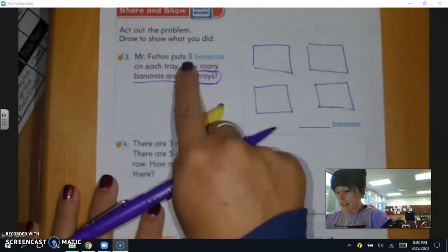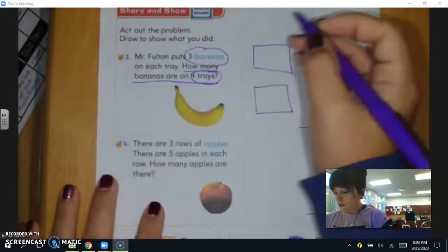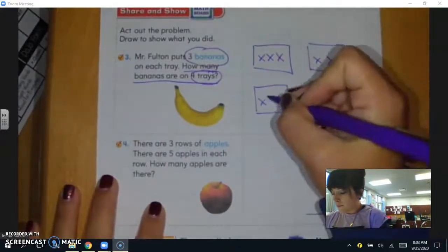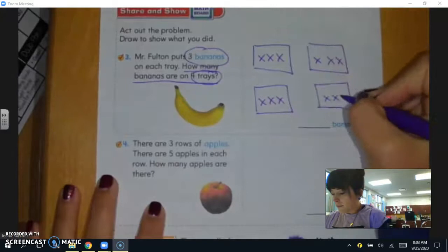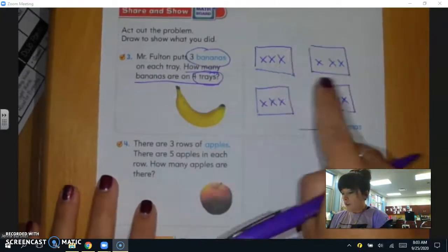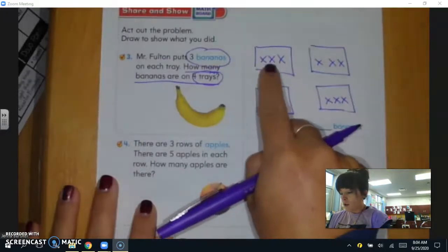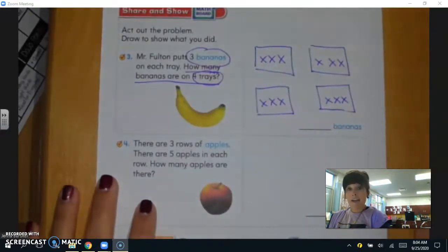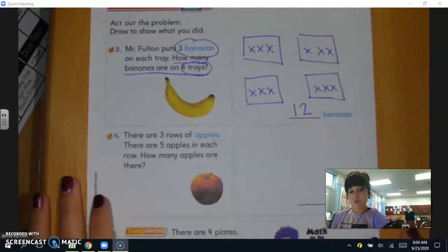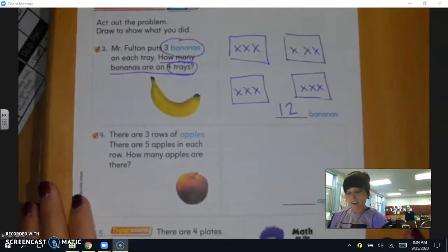And then he puts 3 bananas on each tray. So I'm going to draw 3 X's on each one. All right, I got my X's. I have 4 trays, 1, 2, 3, 4, and 3 bananas on each one. 1, 2, 3. Now I got to count them. Hopefully you counted yours, and the answer is 12 bananas. 12 bananas. All right, number 4, let's go on.